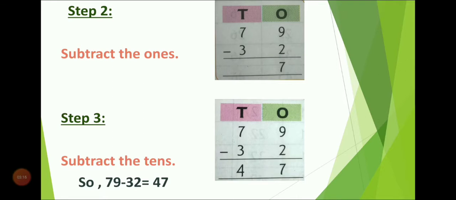Then, we will subtract the tens. It means we will subtract 3 tens from 7 tens. We will get 4 tens. So, we will write 4 under the tens column. So, it means 79 minus 32 is equal to 47.